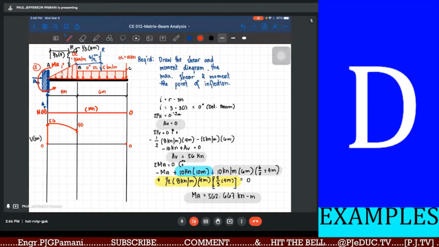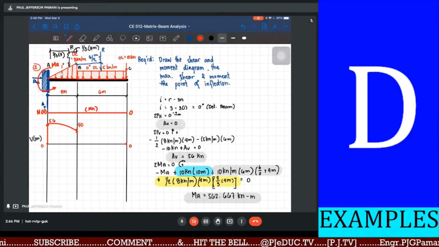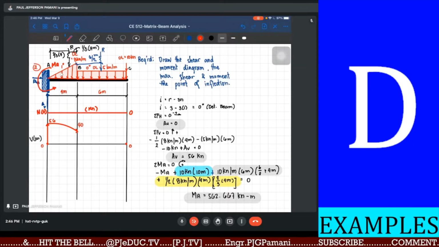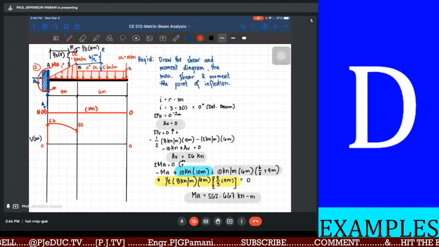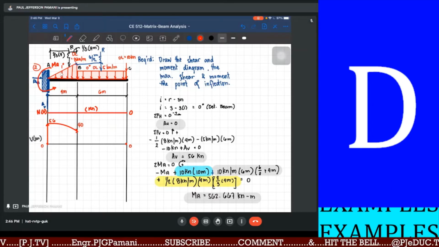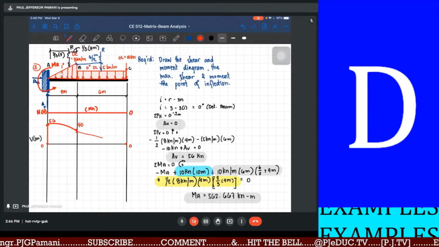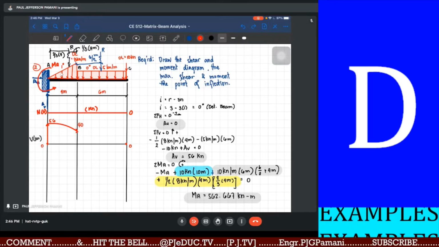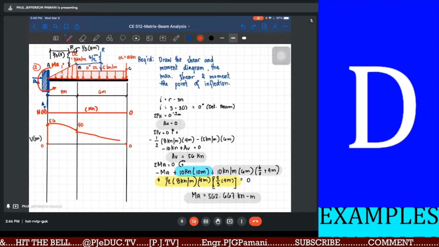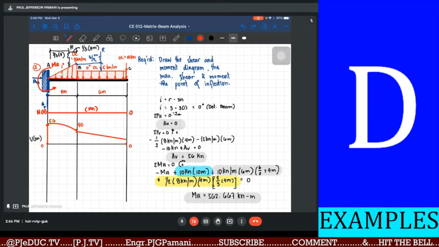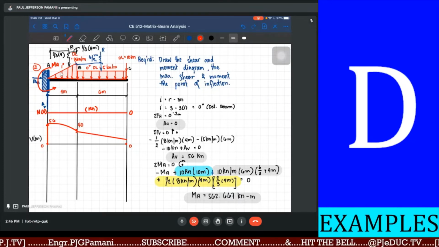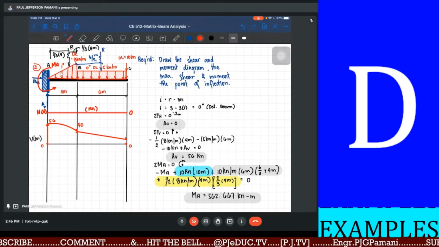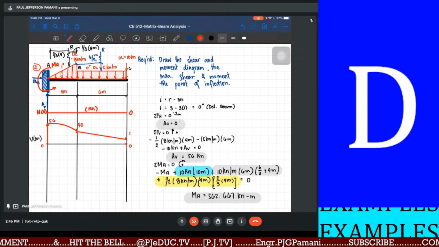So, 40 minus the area of the uniformly distributed load, which is 5 kilonewton per meter times the span of 6 meters. That is equal to 10 kilonewton. So, susunod is just a simple inclined line. Then, 40 minus 5 times 6. That is positive 10 kilonewton.